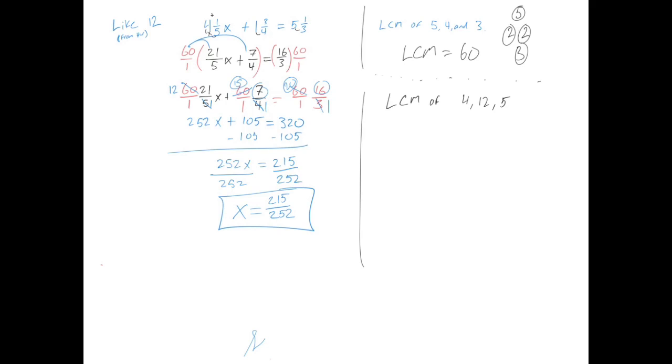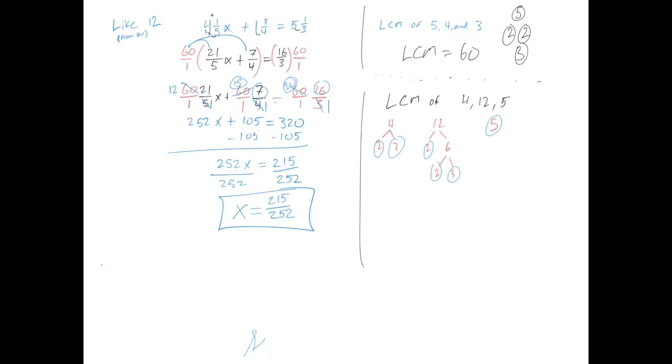4, 12, and 5. Well, 4 just goes into 2 and 2, and those are both prime, so I'm done there. 12 goes into 2 and 6, and then 6 breaks down into 2 and 3. And then 5 is actually prime itself. So then what I need to do is look at each of these. In order to get the 4, I need to have 2 2's. In order to get the 12, I need to have 2 2's and a 3. In order to get the 5, I need to have a 5.